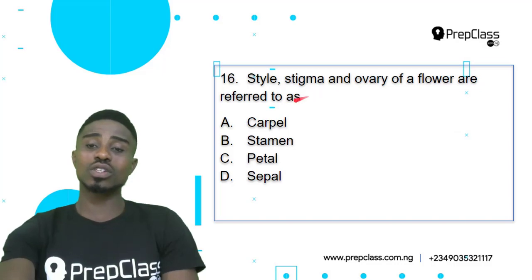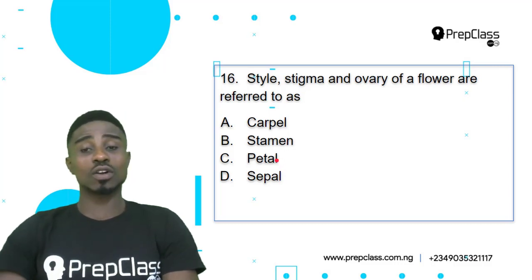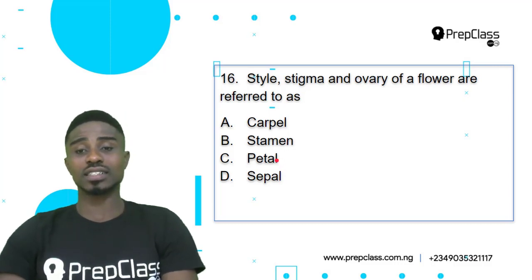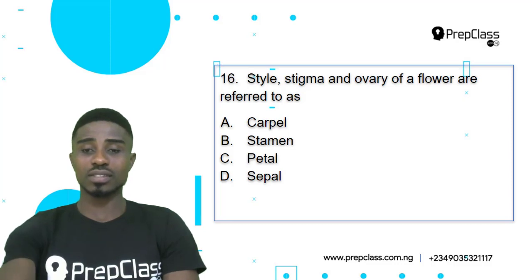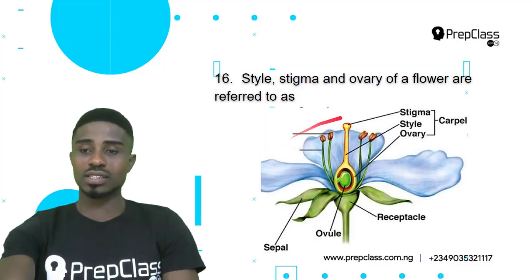And the correct answer to this is the carpel, because the stamen has to do with the male reproductive organ, and the petal are other parts of the flower that are not reproductively inclined. So we are going to be looking at this picture to give us a better understanding of what our answer is. Now if you look at it, the stigma, the style, the ovary are known as the carpel.